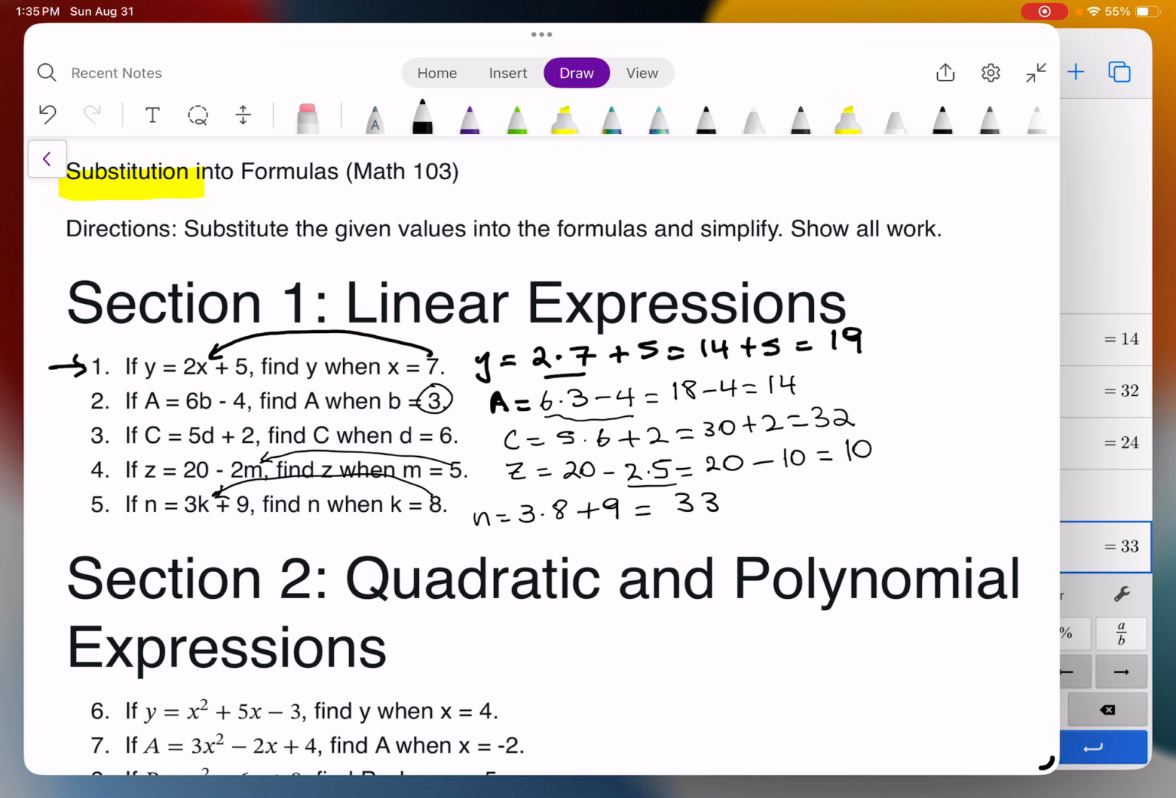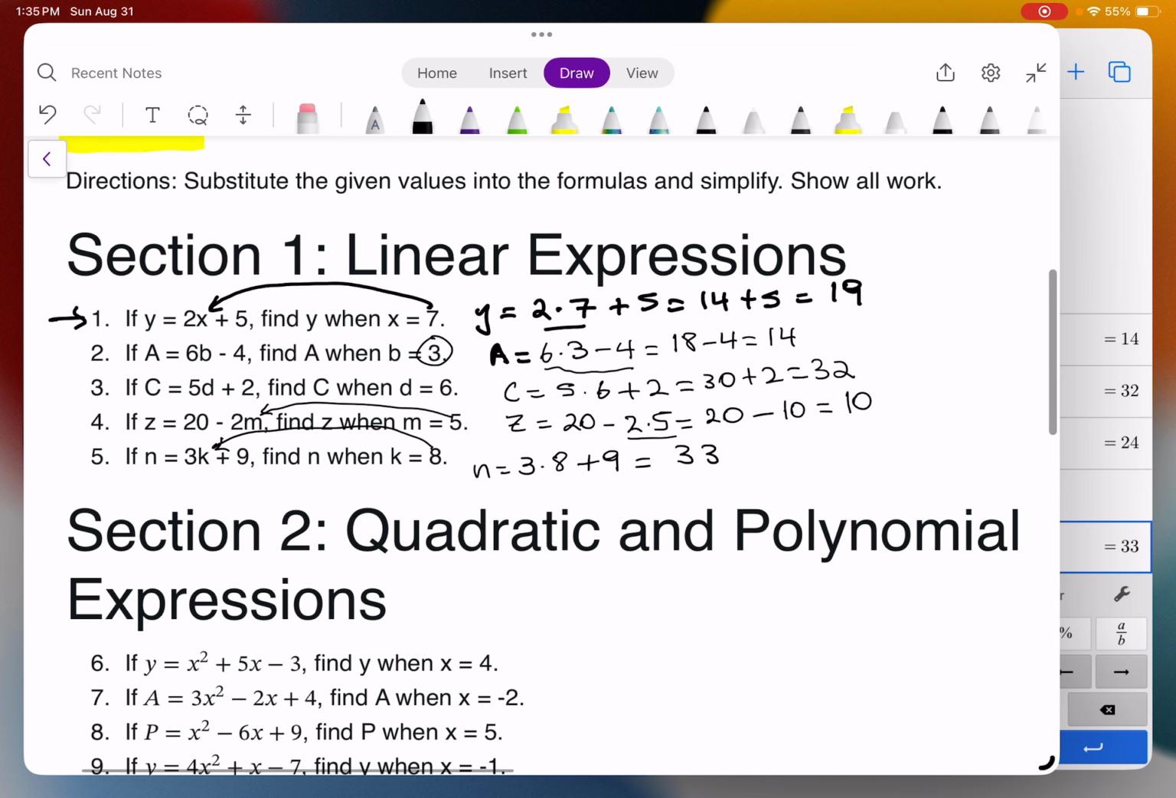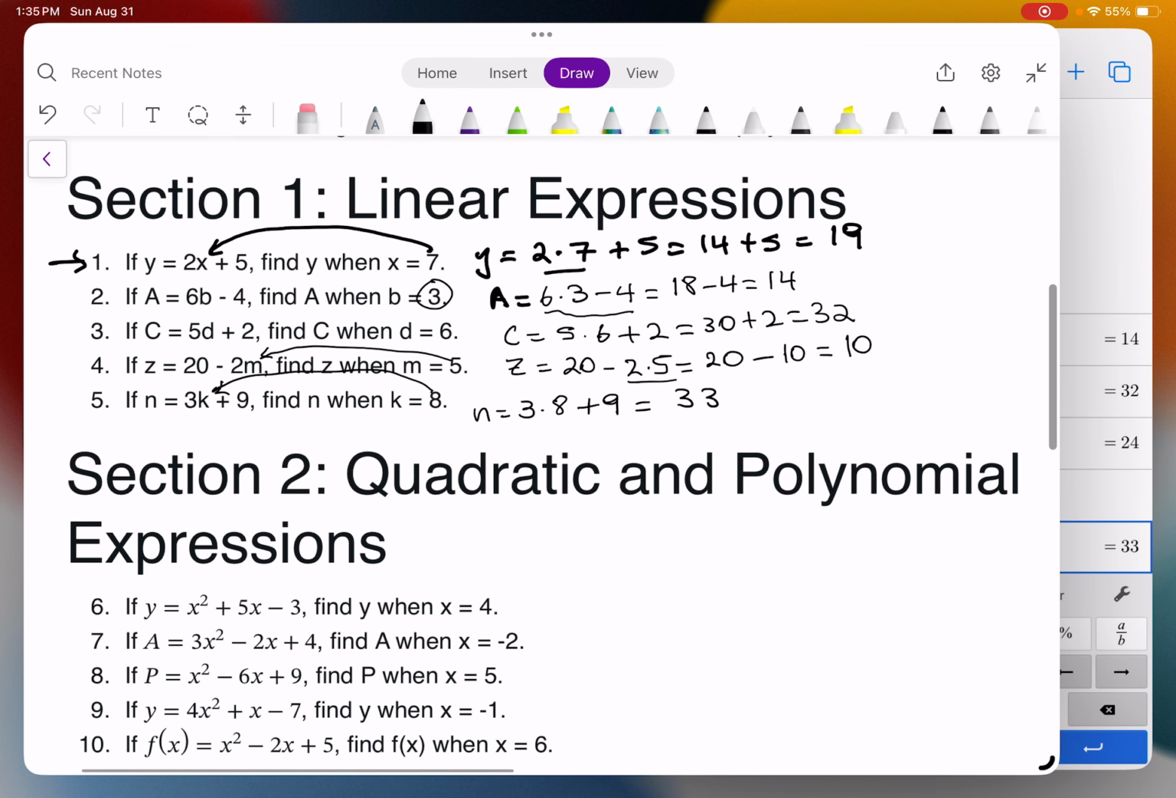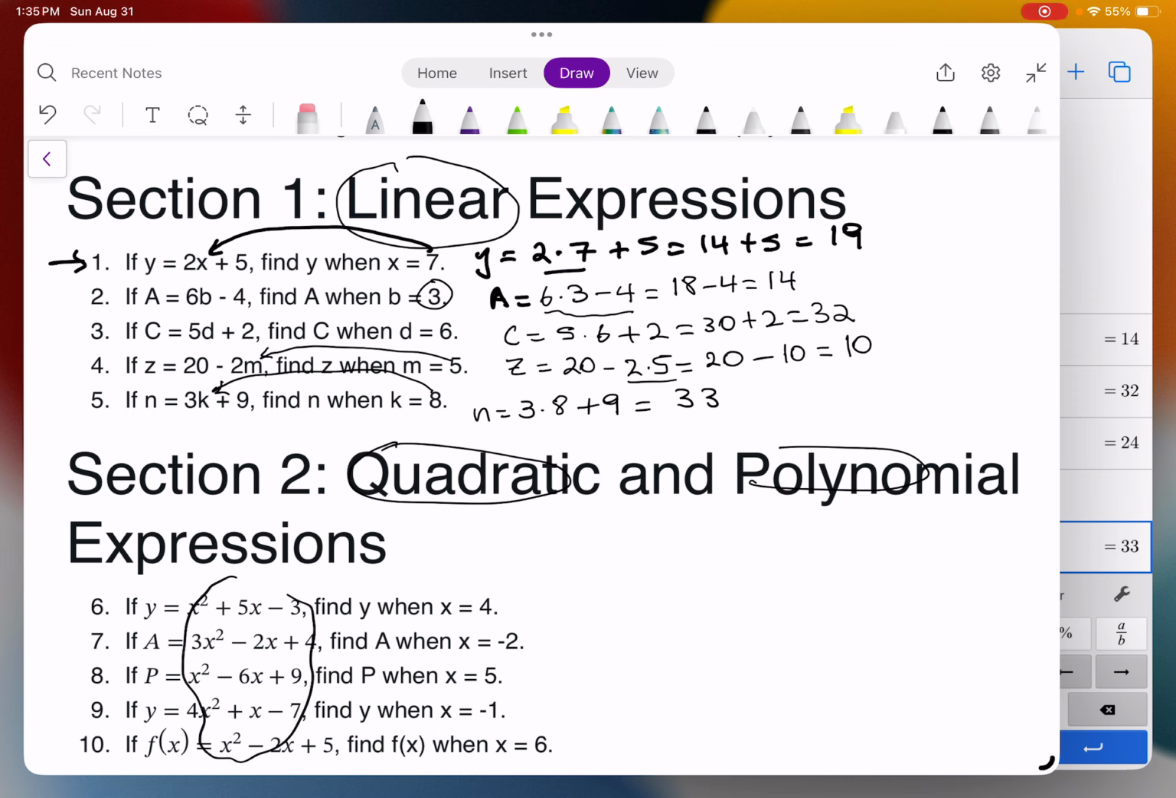Now on section B, we still have to use substitution, but instead of linear expressions, we will have quadratic or polynomial expressions, which in this case, 6 through 10, you can see these functions are more complicated expressions. When you substitute in, there is more than one place where the x will go in.